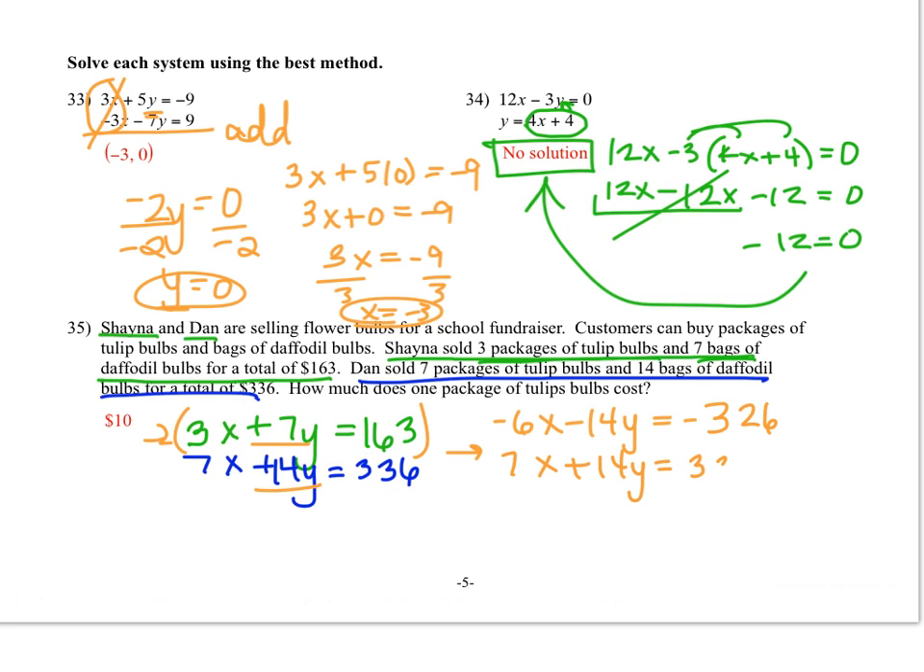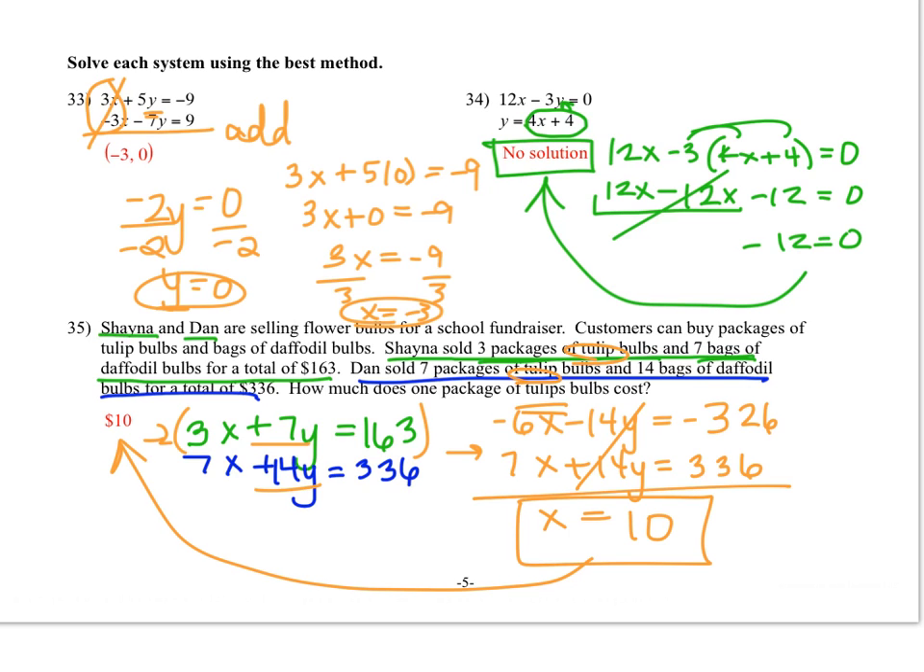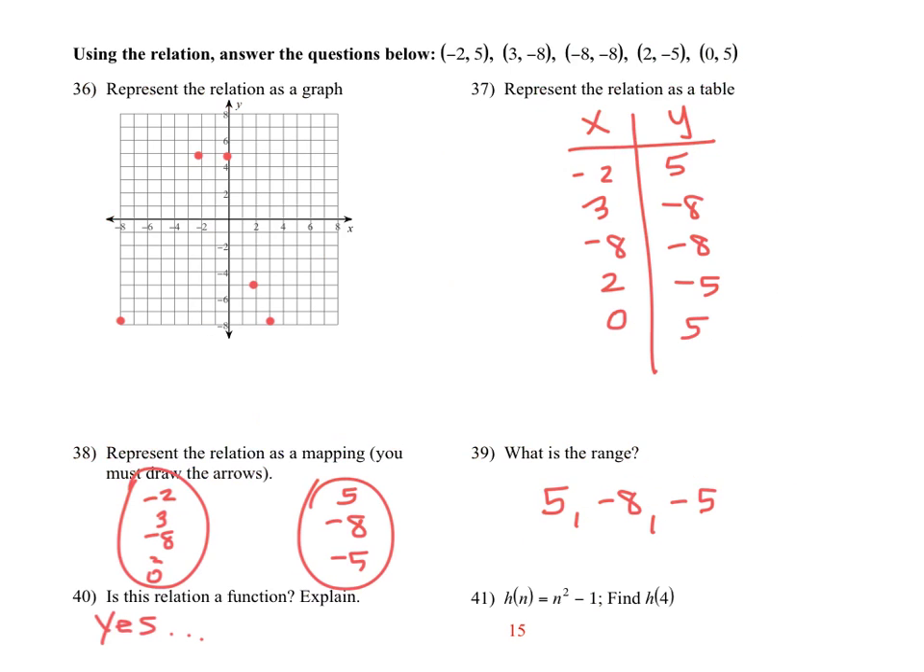equals 336. All right, we can cancel, and we get x equals positive 10. And it says how much do tulips cost, and if you look, tulips were the first part, so those are my x values, so the tulips are going to cost $10. All right, I think you all are probably pretty good at this.